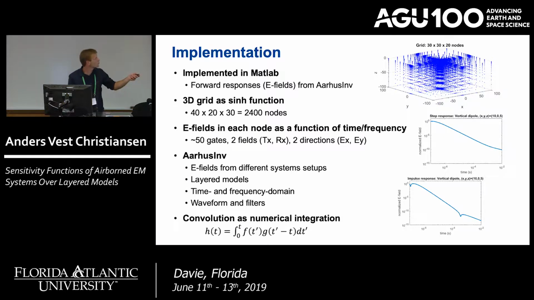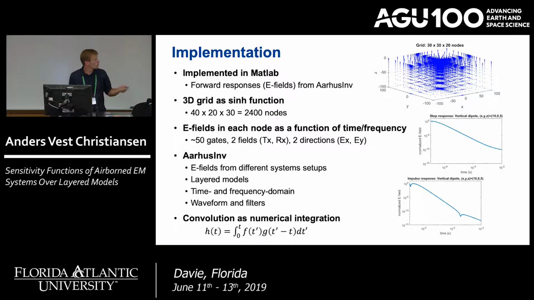That's only 2,400 nodes. But then what we need to do is, of course, we need to do the calculation for each of our time gates. So say in the order of 30 to 50 time gates. And we need to compute it for both the E fields from the transmitter and from the receiver acting as a transmitter. And we need to do it in the two directions, X and Y, because in the 1D solution, there's only horizontal electric fields. So we don't need to bother about the Z direction. If it was a 3D case, we would need to have the EZ here as well.